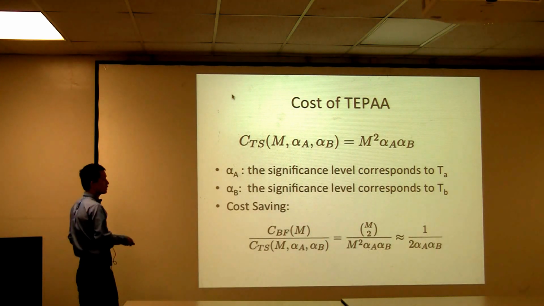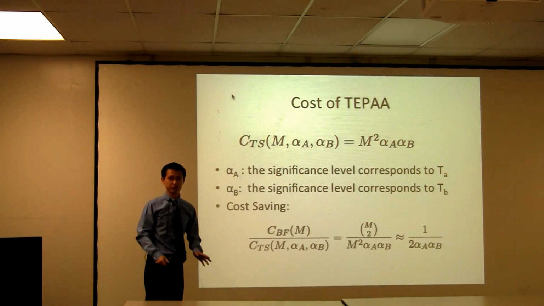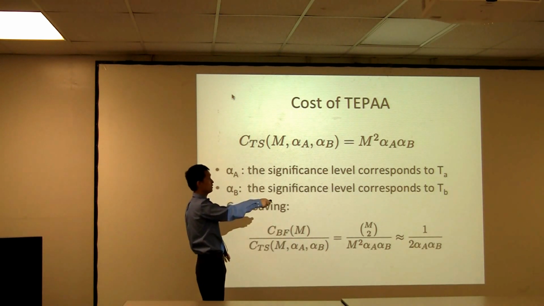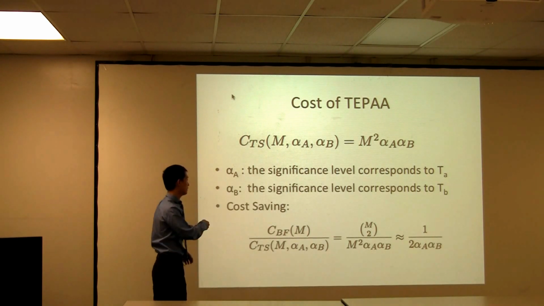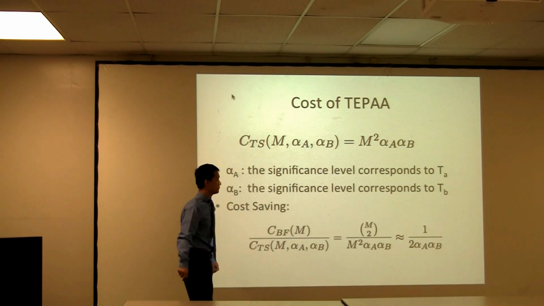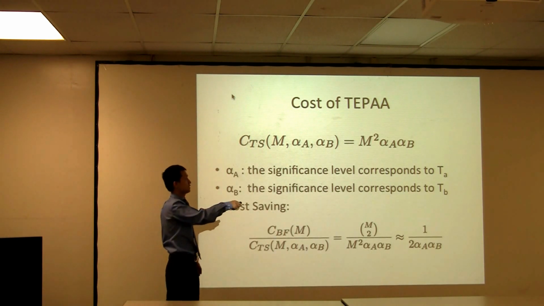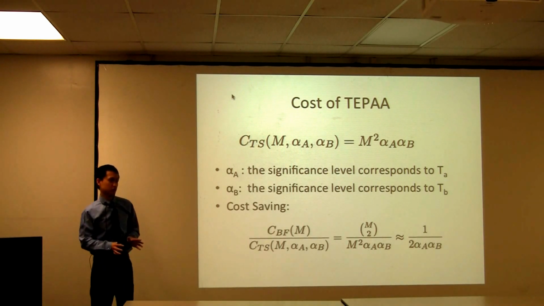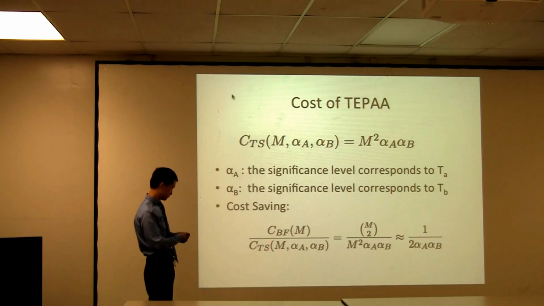And now let's see the cost of our method. Remember that the cost is defined as the number of association tests. So for our method, the cost will be m squared times alpha A times alpha B, where alpha A is the significance level corresponding to TA, and alpha B is the significance level corresponding to TB, because then the size of set A will be m times alpha A, and the size of set B will be m times alpha B, because most of the SNPs are not associated with the phenotype and they are under the null hypothesis.